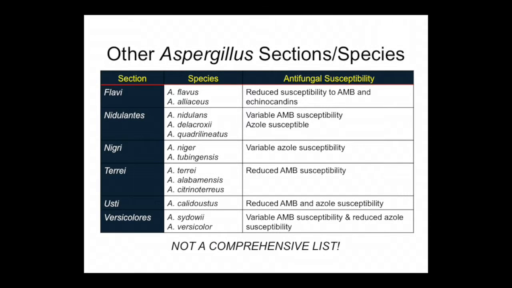Now, in addition to section Fumigati, there are several other sections that we have to consider: Flavi, Nidulantes, Nigri, Terrei, Usti, as well as Versicolores. Within each of these are cryptic or emerging species which can have reduced or variable susceptibility to different drugs, including amphotericin B. This is definitely not a comprehensive list, but some of the ones that we've seen over the last couple of years come through the fungus testing lab.